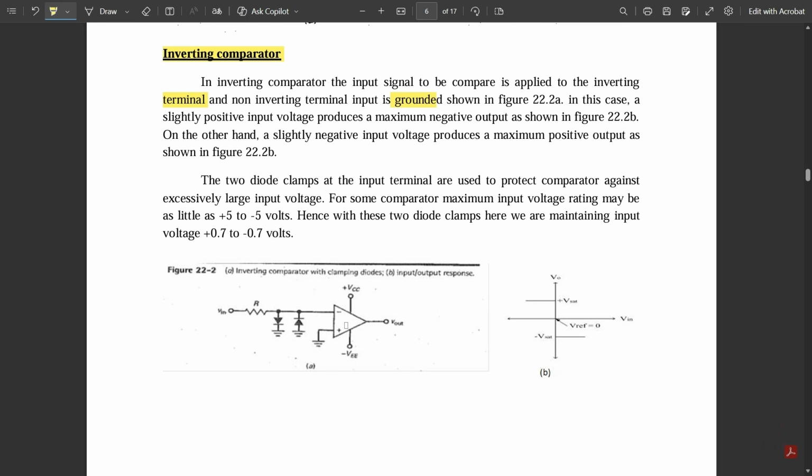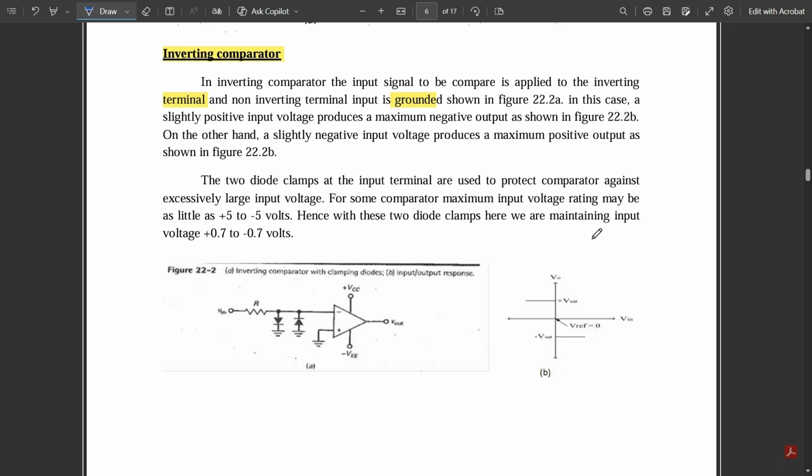If we see the difference between the non-inverting and inverting comparator, the terminals are changed here. Previously the negative terminal was grounded. Now in the inverting comparator the non-inverting terminal is grounded, and the input and some diode clamps are provided. These are the clamping diodes, used to develop a basic clamper circuit. So this is also called an inverting amplifier, or it could also be called a clamper circuit.